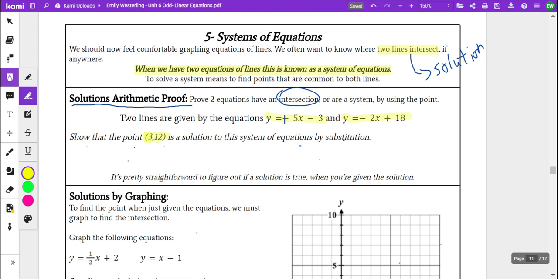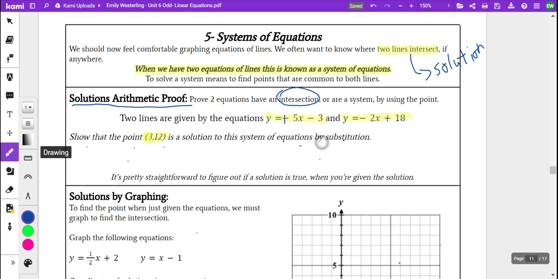You're going to have a worksheet on this. It's a coloring page called substitution. So you're going to plug in the values for the variables. You don't have to write this part, but that's what substitution means. So we're going to use 3 and 12, which are x and y. We're going to plug them into these equations.